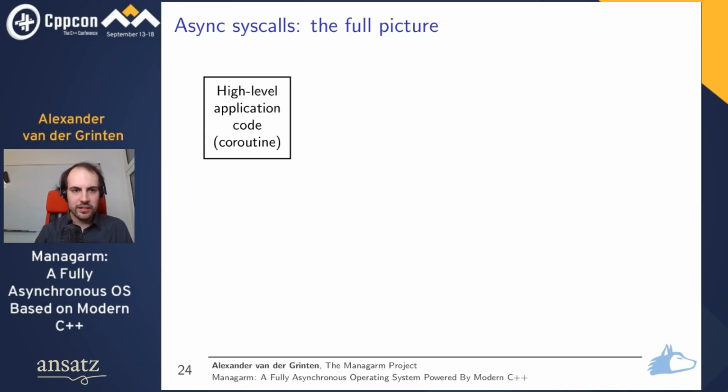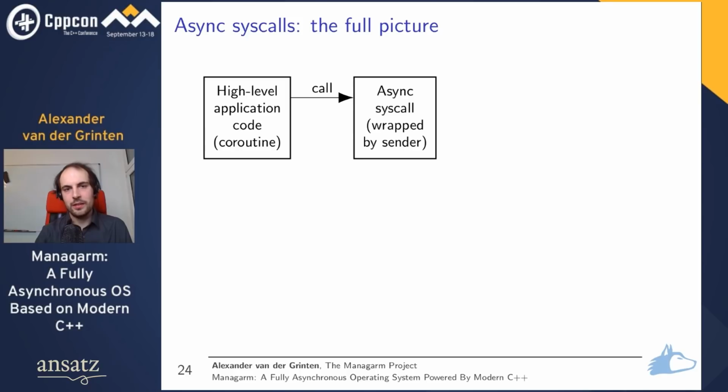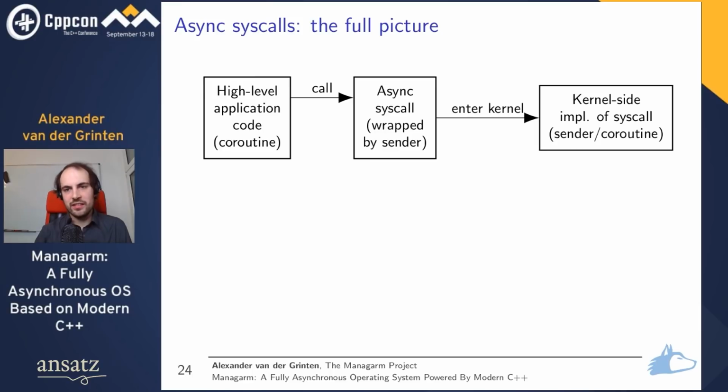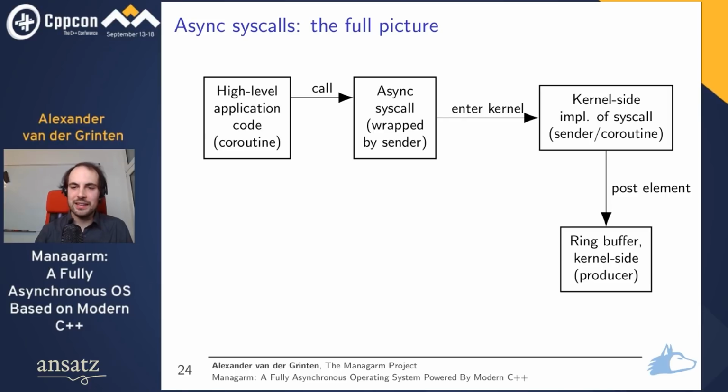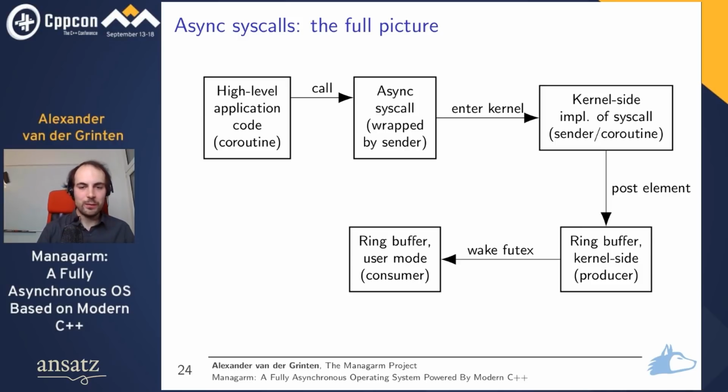Very quickly, the full picture again. The high-level application code calls into the async syscall wrapper, which is a sender, which enters the kernel side of the syscall. The kernel does some work, and at the end posts an element to the ring buffer. Now the kernel wakes the ring buffer code in user space, and that completes the sender, that completes the async syscall, and resumes the high-level coroutine. That's basically how it works.